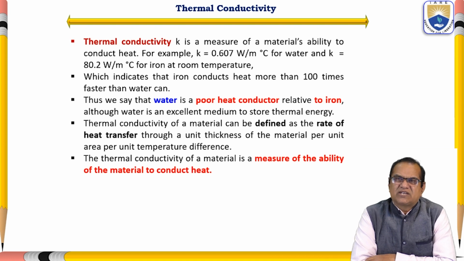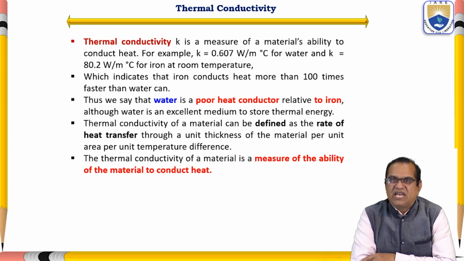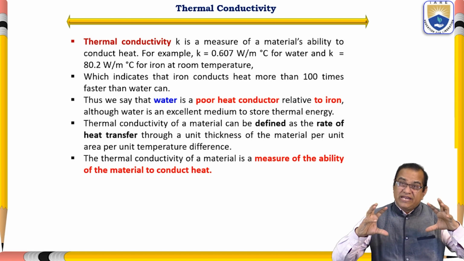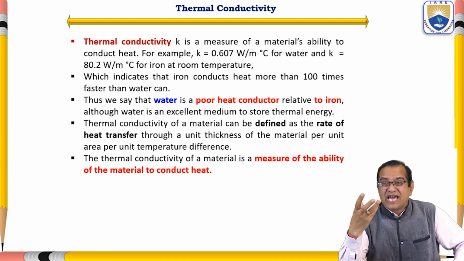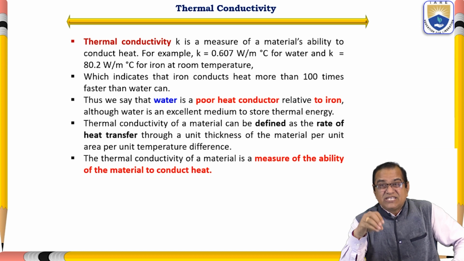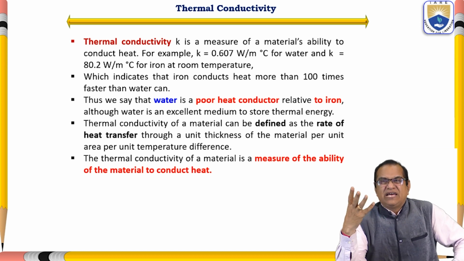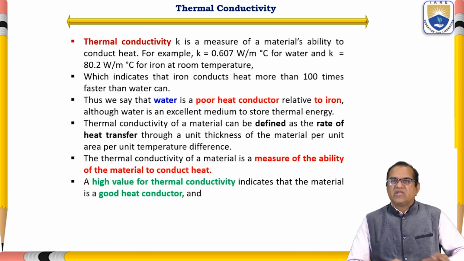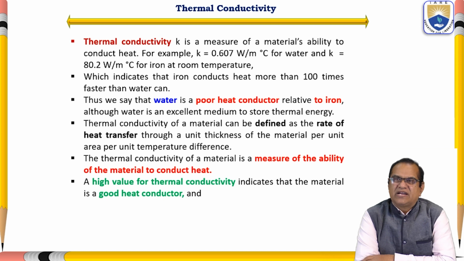The thermal conductivity of a material is a measure of the ability of the material to conduct heat. So if your k is high, it means the heat transfer through the material will be faster. A high value of thermal conductivity indicates that the material is a good heat conductor.